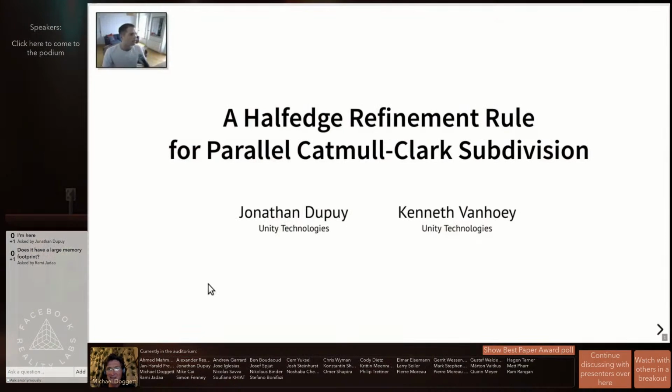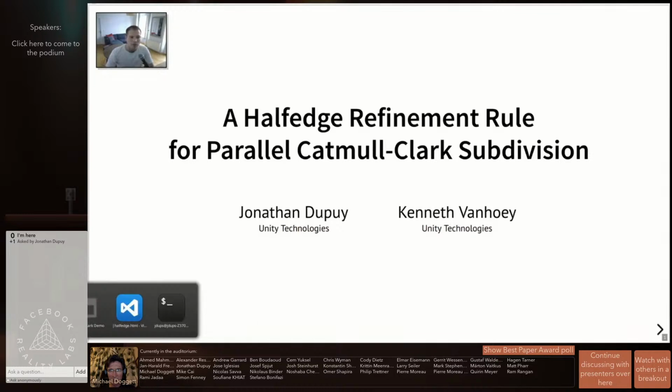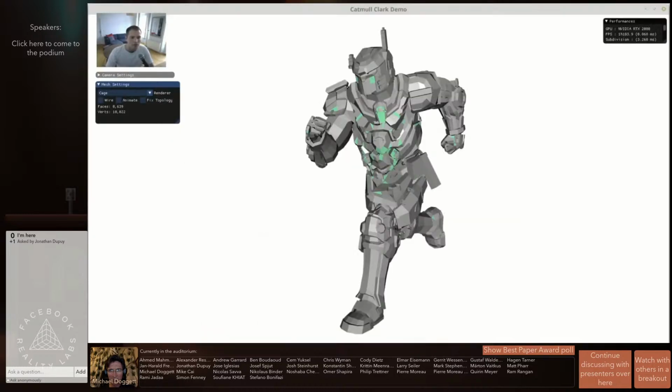Hello everyone, I'm Jonathan, and this is a presentation for my HPG 2021 paper co-authored with my colleague Kenneth. The paper introduces a novel Halfedge-based refinement rule to compute Catmull-Clark subdivision in parallel, possibly on the GPU. To start things off, I'd like to briefly explain what Catmull-Clark subdivision is and what it's useful for.